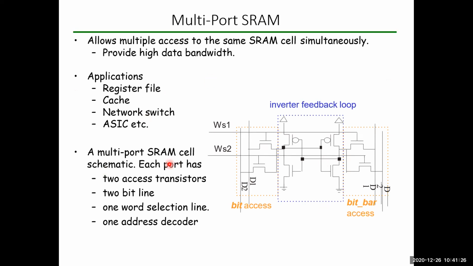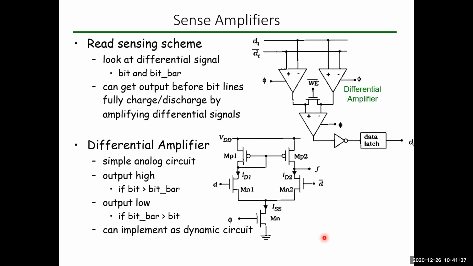So this is how the multi-port SRAM cell schematic can be designed with the help of 2 access transistors, 2 bit lines, 1 selection line, and 1 address decoder. So this is for SRAM.